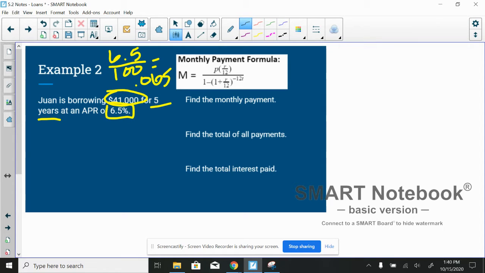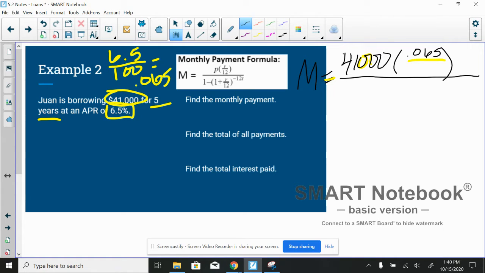It seemed to work better if I plug in my monthly payment formula over here. I'm just going to go ahead and write that out. Monthly payment. Principal amount is the $41,000 that you're borrowing. And we are going to put in the rate divided by 12. Today's rate is 6.5%, so 0.065 divided by 12.